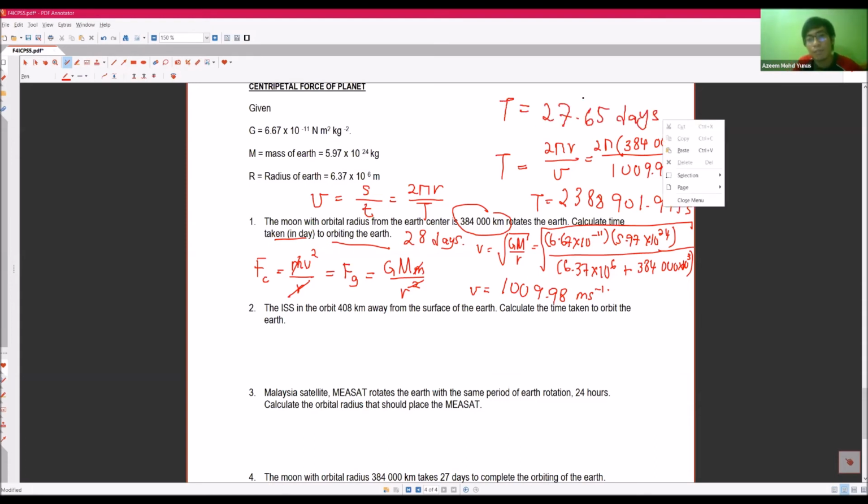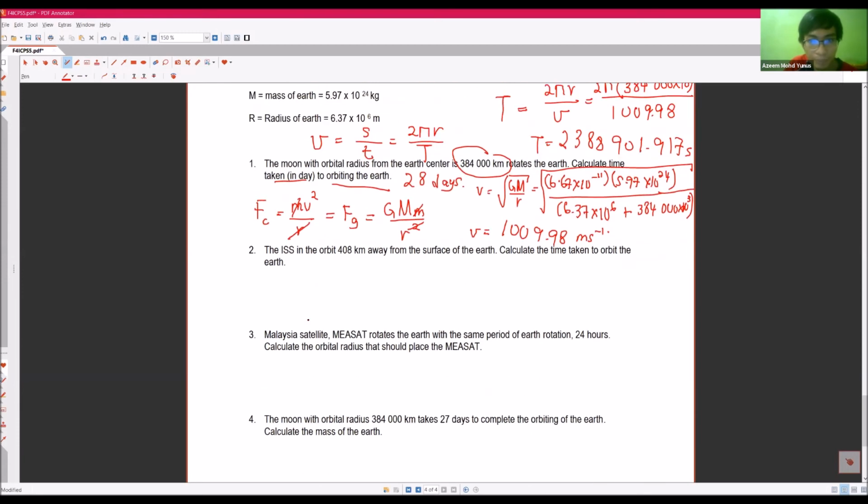Okay, so this matches up with our assumption that the moon revolves around the Earth in approximately a month, which is approximately 28 days.